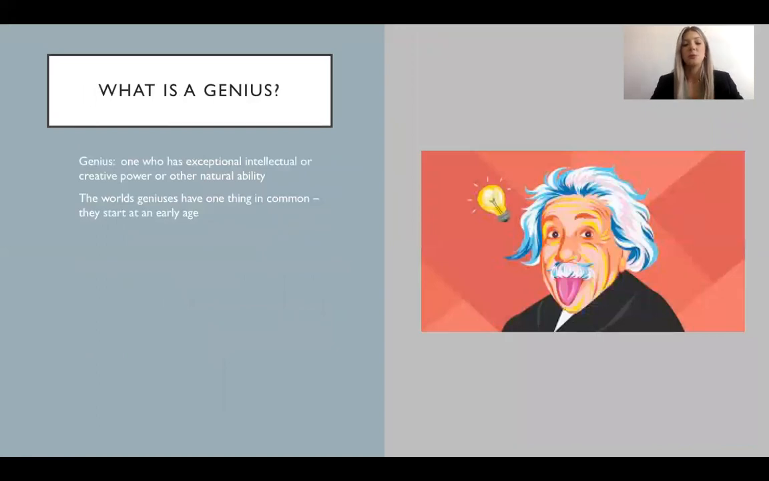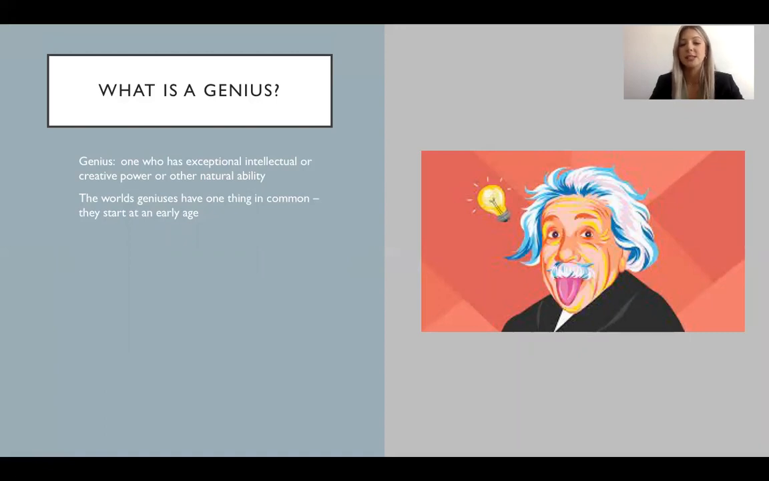Well, what do we know, really? Personally, I don't know much, just enough to get me by. But there are some people out there who do know just about everything. These people are defined as geniuses. Technically, a genius is defined as one who has exceptionally intellectual or creative power or another natural ability. With the internet at the tips of our fingers, what really makes someone a genius these days?